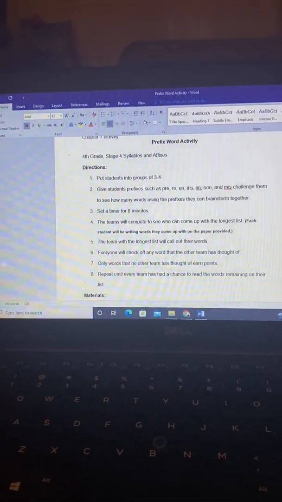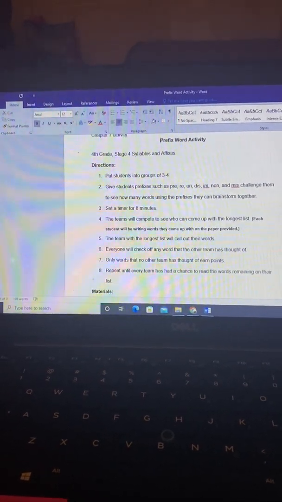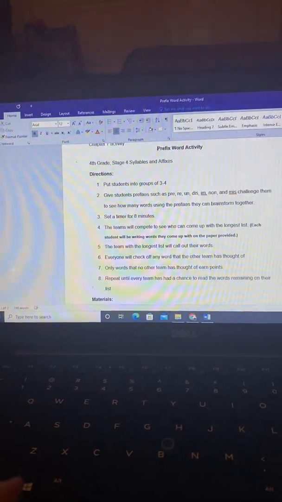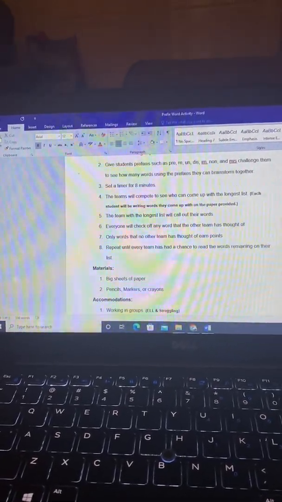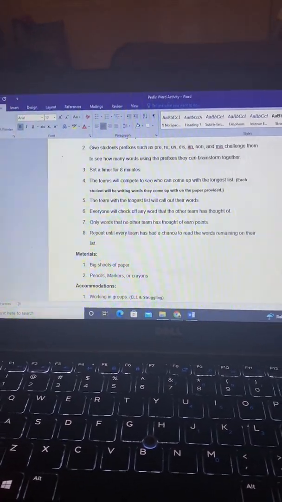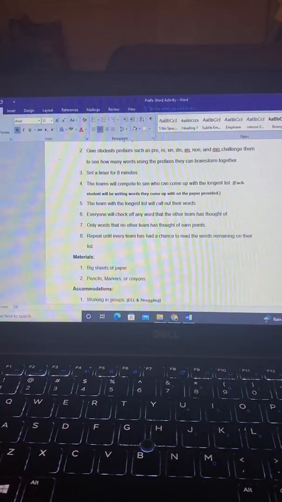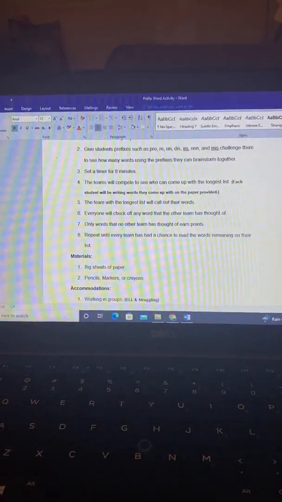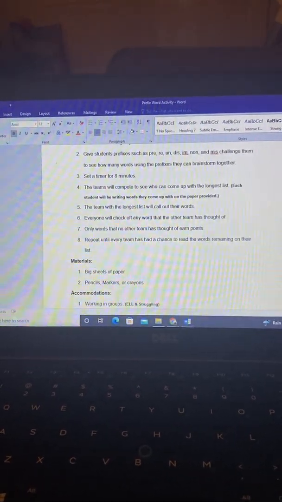The teams would see who could come up with the longest list, and then we would play a game. Say all the teams come up with the same word, they all have to mark out that word. And by the end of the game, we see who has the most words using prefixes that the other teams don't have.